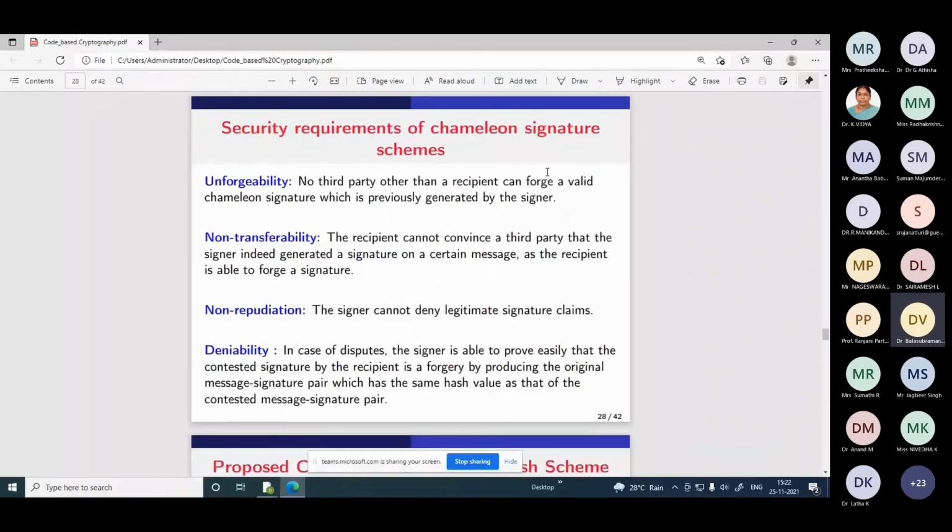Actually, this scheme consists of 2 parts. One is proposing a chameleon hash, and the next one is building a chameleon signature with the chameleon hash. As usual, the chameleon signature scheme has to satisfy unforgeability, non-transferability, non-repudiation, and deniability. We know what is forgeability, and non-repudiation we have already seen. The non-transferability is nothing but that the recipient cannot convince a third party that the signer indeed generated it.